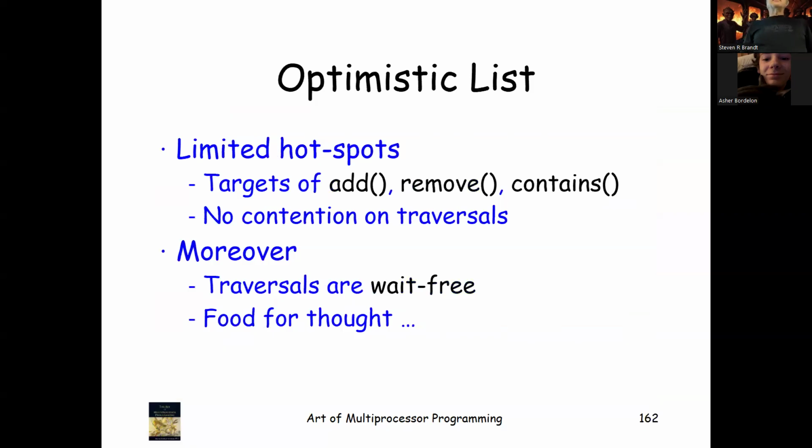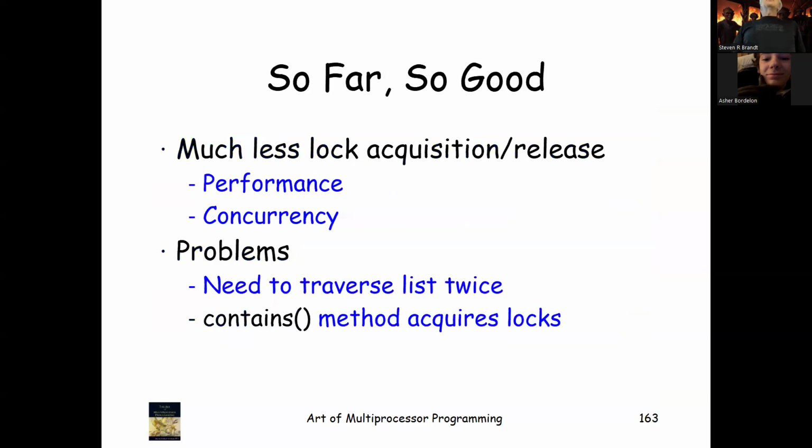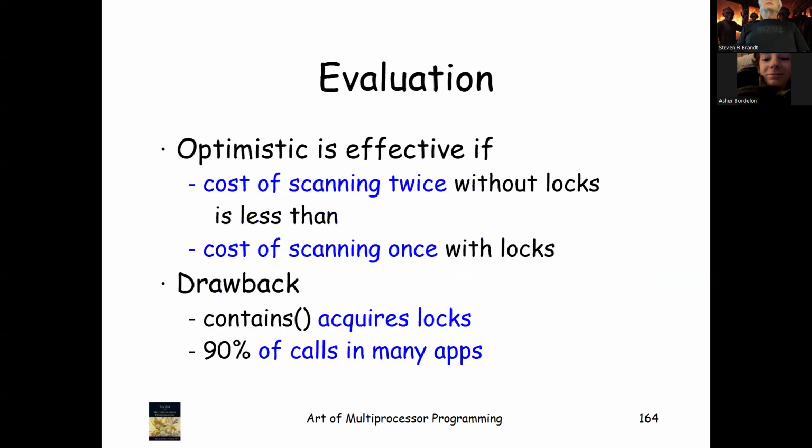So optimistic locking has limited hotspots, targets of add, remove, and contains. There's no contention on traversals. And the traversals are wait free, which is nice, but we might have to do lots of them. Much less lock acquisition and release, which should be a boon for our performance and concurrency. And the problem is that we definitely need to traverse the list twice, and the contains method is acquiring locks.